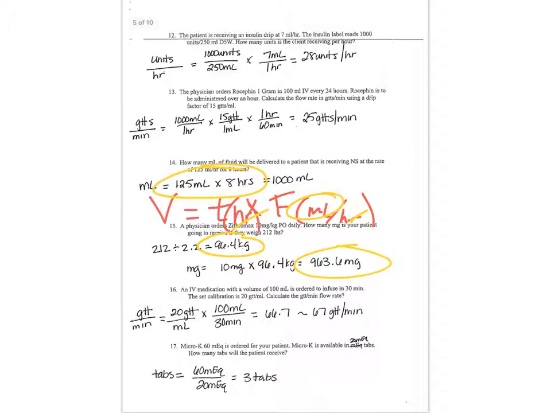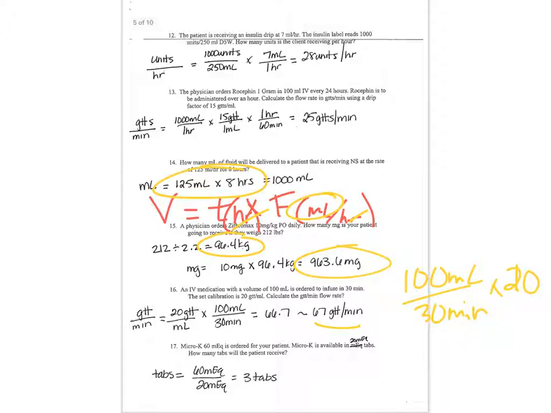And number 16, an IV medication with a volume of 100 milliliters to infuse over 30 minutes. Set the calibration. So what's the drops per minute flow rate? Easy. 100 milliliters, there's our volume, divided by our time. It's already in minutes for us, multiplied by our drip rate. So it'd just be 100 divided by 30 times 20, and it would give us 67.